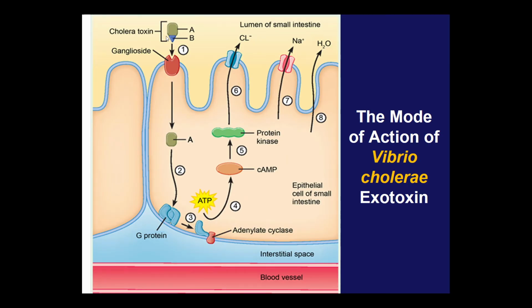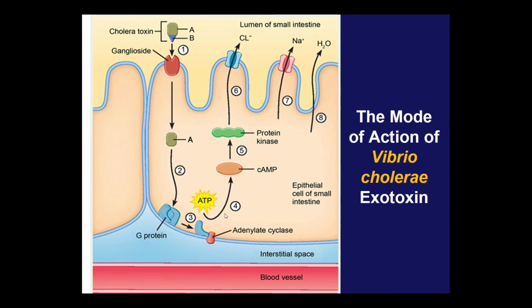Here you see the same Vibrio cholerae toxin activity. A and B subunits. B subunits specifically react with the gangliosides on the surface of the target cells, the epithelial cells of the small intestine. After that, the A portion becomes liberated from the B and contacts the so-called G protein. G protein activates adenyl cyclase.